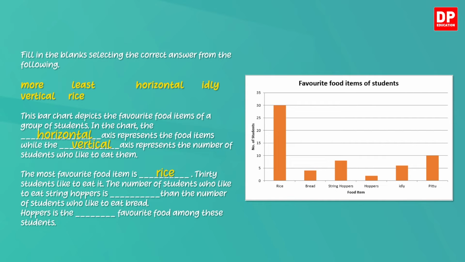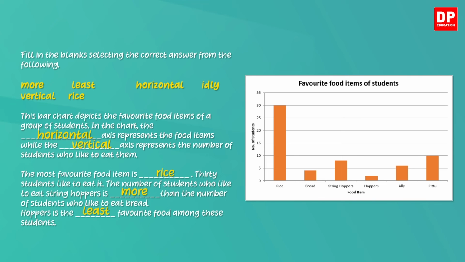The number of students who like to eat string hoppers is more than the number of students who like to eat bread. Hoppers is the least favorite food among these students. I hope you could get the answers correct.